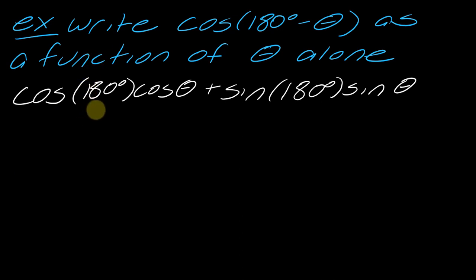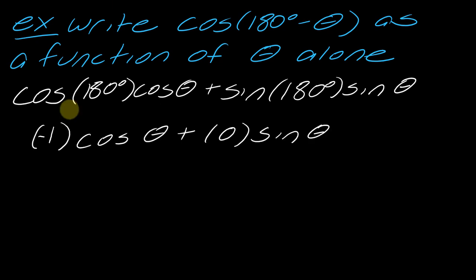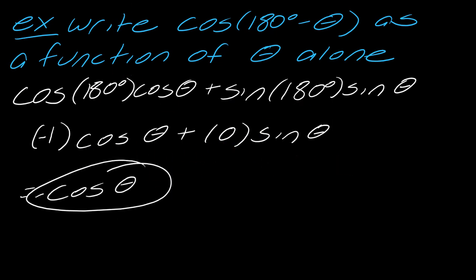So I plug in 180 and theta into their proper spots. So I apply the identity with 180 and theta. In this case, cosine of 180 is equal to negative 1. Sine of 180 is equal to 0. So here's how this all shakes out and simplifies. This will just equal negative cosine of theta. And so now I have this in terms of just a singular theta. So that's what this is asking for.